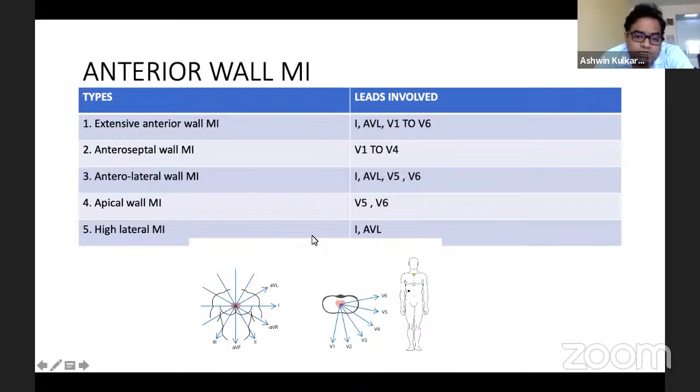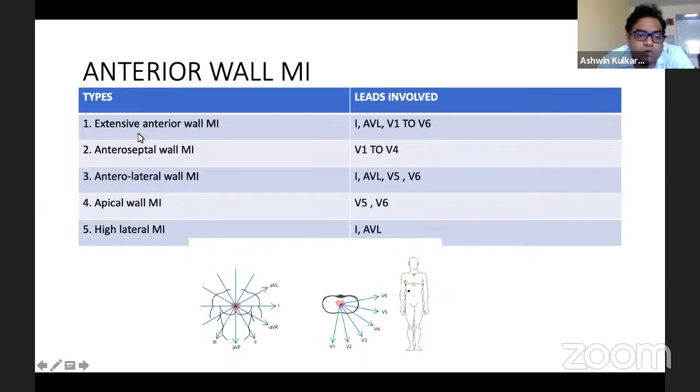So this is an important slide for you to localize the MI. As you all know, these are the leads showing. This is V1 to V6, and here we have lead 1 for the left side, lead 2 and lead 3, AVL, AVR and AVF. The orientation of the leads is important for us to know the territory of the LV involved, and also to describe which artery is involved.